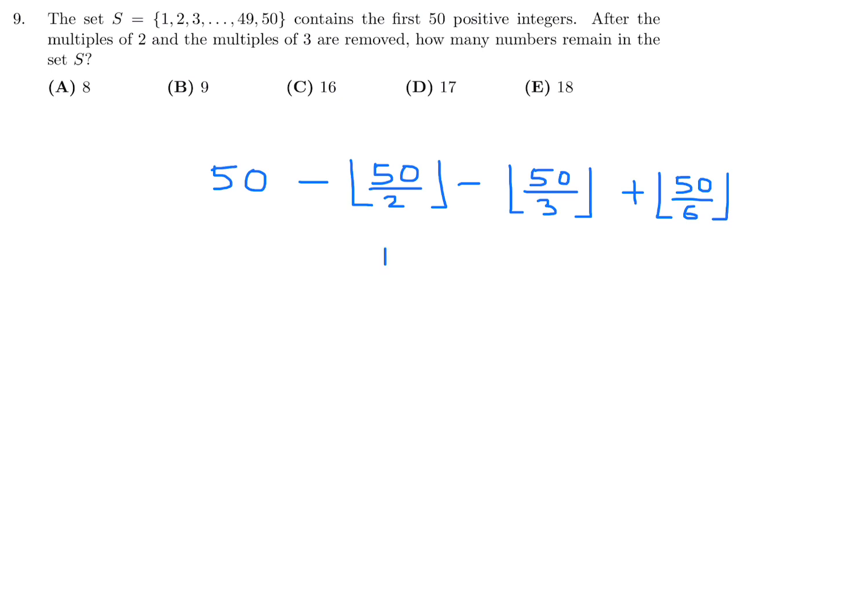For example, 12 is included in this set, and 12 is also included in that set. So you've double counted multiples of 6, so you have to add one of those double counts back. So this becomes 50 minus 25 minus 16 plus 8. And that is equal to 17. So number 9, the answer is D.